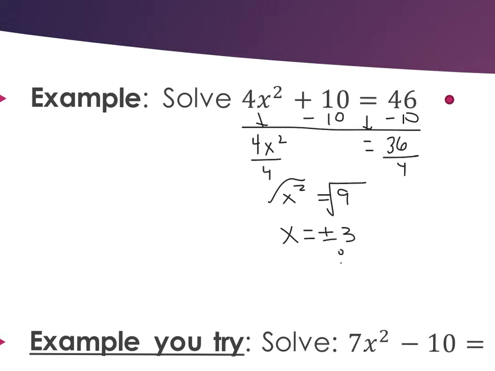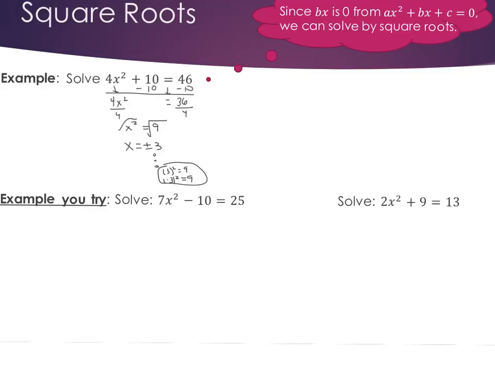The reason why we have to have that plus or minus is, if you recall, if I take positive 3 squared, that gives me 9. If we take negative 3 squared, that also gives me 9. So anytime you solve a quadratic by square roots, you absolutely have to have that plus or minus. It is very easily missed. Just make sure you have it. Take a minute and try the example you try.